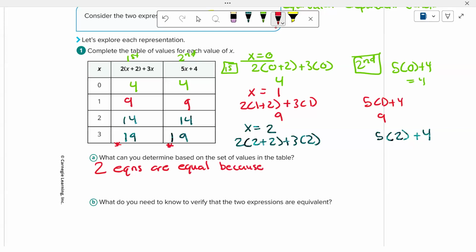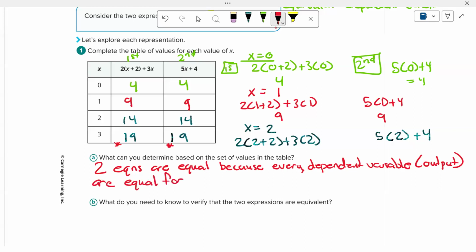Because every dependent variable, or output, I use say output, are equal for the same input.